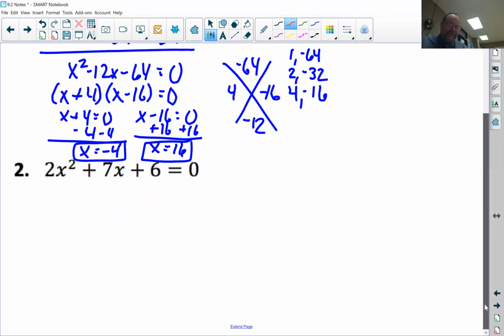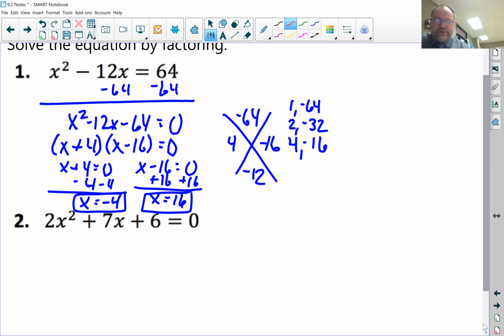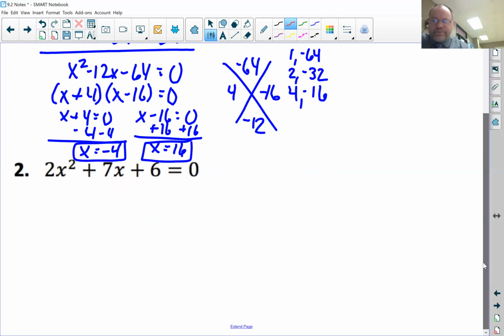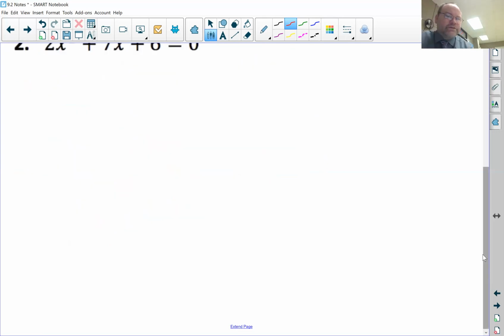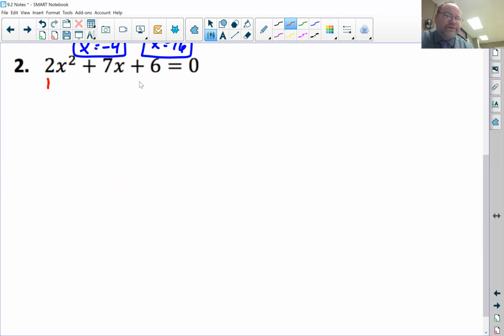Number 2, again, first thing I'm going to do, because I have that 2x squared, I'm going to check to see, is there a greatest common factor? In this case, there is not. But always remember to check. So then take that 2 and slide it across.